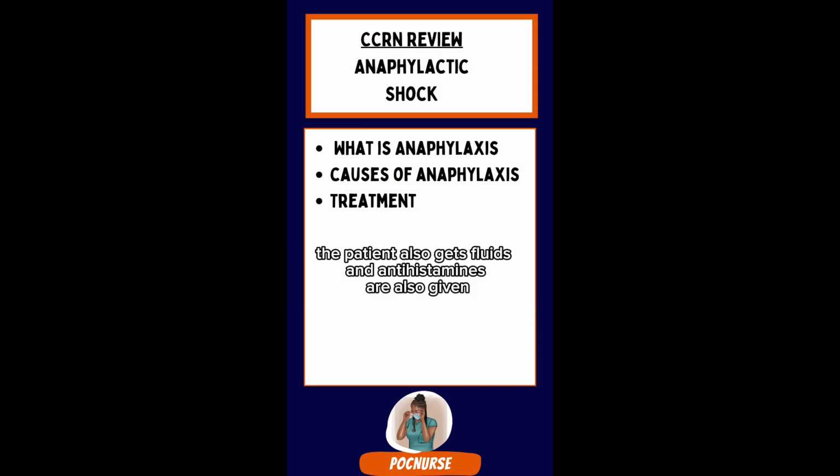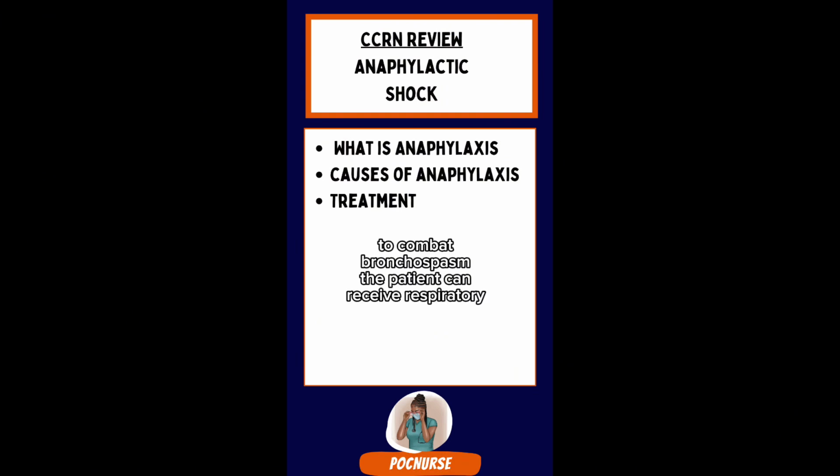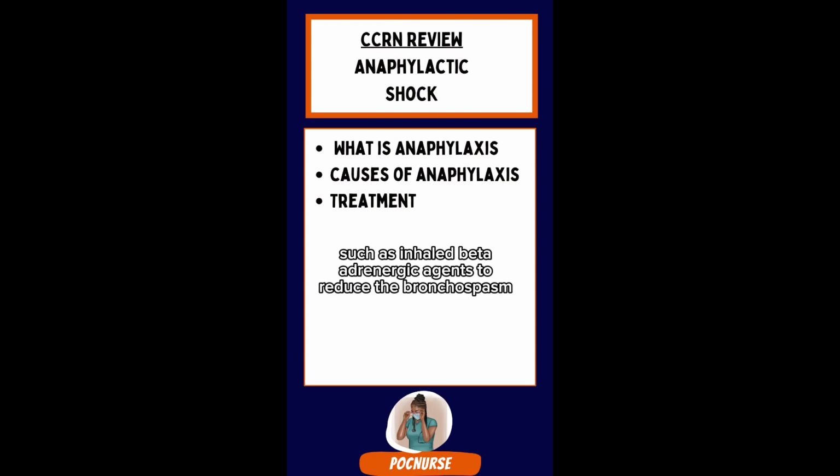The patient also gets fluids, and antihistamines are also given, such as Benadryl, to reduce the patient's allergic reaction. Remember, histamine is the chemical that's causing this vasodilation and causing the patient to have trouble breathing. Also, to combat bronchospasm, the patient can receive respiratory treatments such as inhaled beta-adrenergic agents to reduce the bronchospasm.